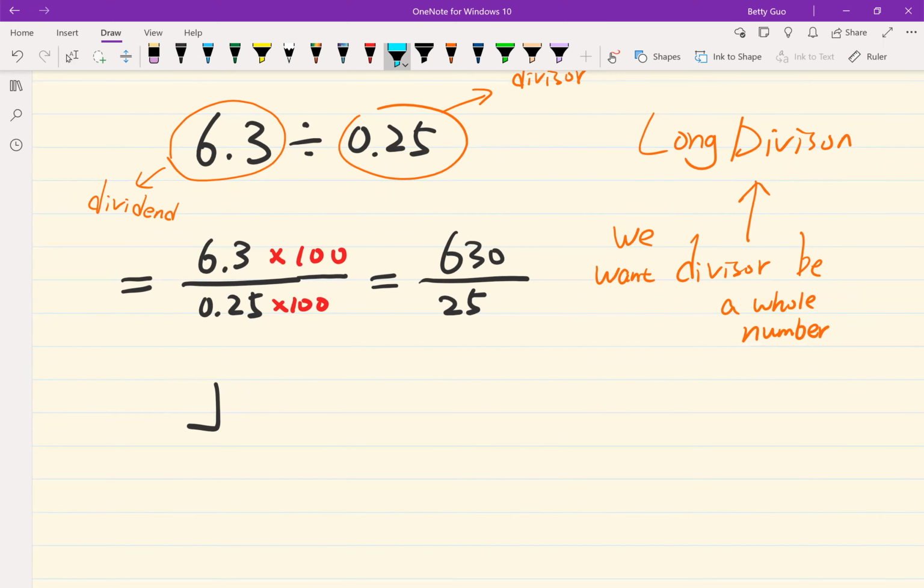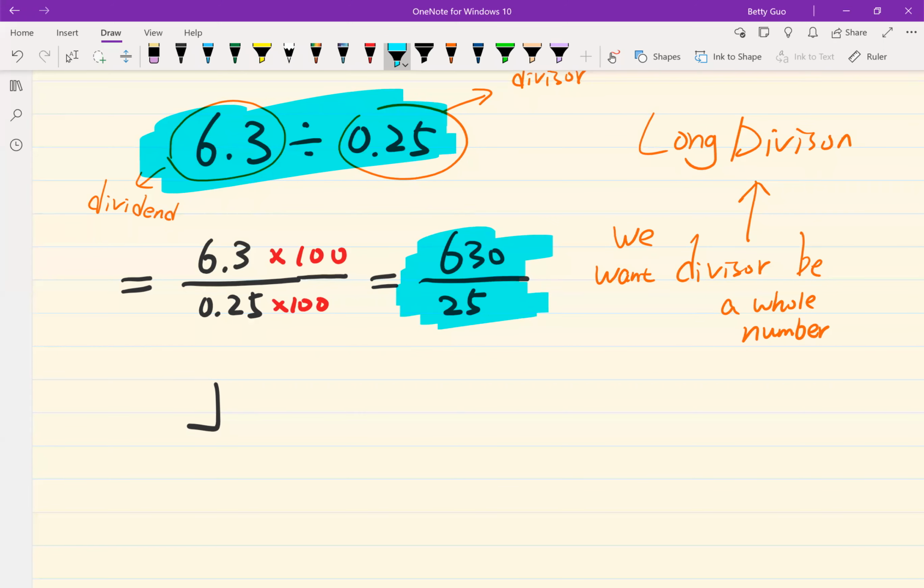So the original expression now becomes 630 divided by 25, right? The dividend right now is 630. The divisor right now is 25. It's a whole number. That's what we want, right? Okay, let's see the long division. The divisor is 25.